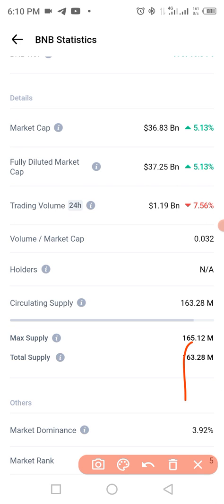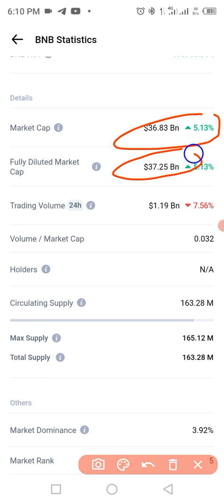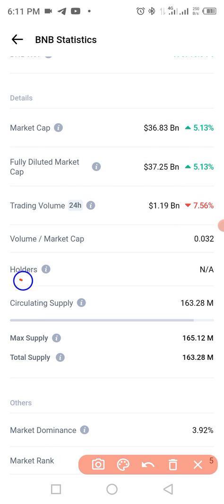So at this particular point, they said the entire worth of the BNB market is $36 billion. The fully diluted market cap is $37.32 billion. Then the trading volume within the last 24 hours: $1.1 billion was traded in BNB. What does this one mean? Holders means the total number of people holding the coin, and it's not available.